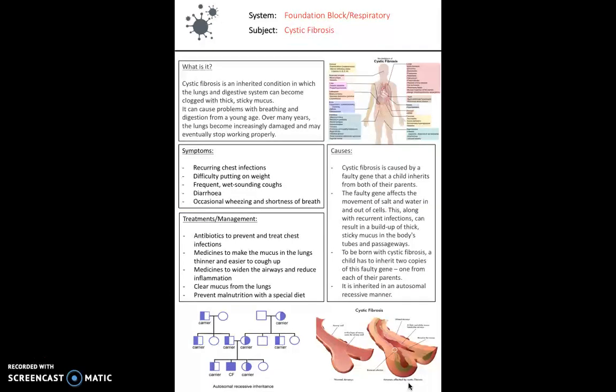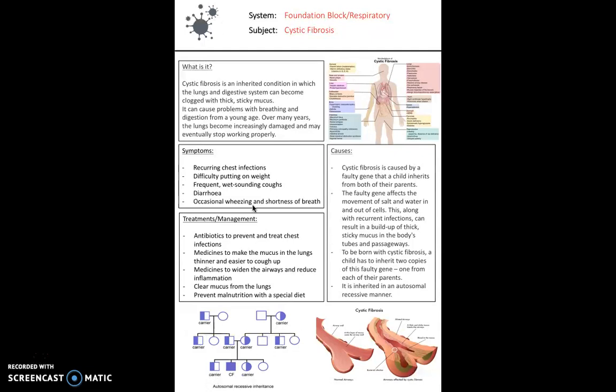Cystic fibrosis. Now this is a really interesting case, and actually we covered a lot of this in first year. Cystic fibrosis is an inherited condition. You should know it's inherited in an autosomal recessive manner. The thing that's characteristic about an autosomal recessive inheritance is that it skips a generation. And this, again, can be really clearly seen in the pedigree trees. So you tend to have a sufferer in one generation, skip a generation, and then again a sufferer. The symptoms associated with cystic fibrosis are recurrent chest infections, difficulty putting on weight, diarrhea, and occasional wheezing and shortness of breath.